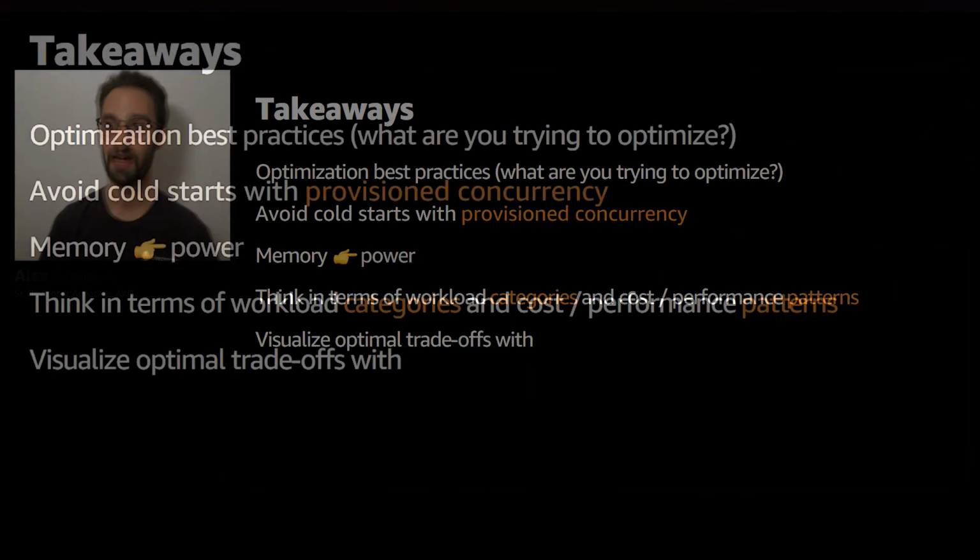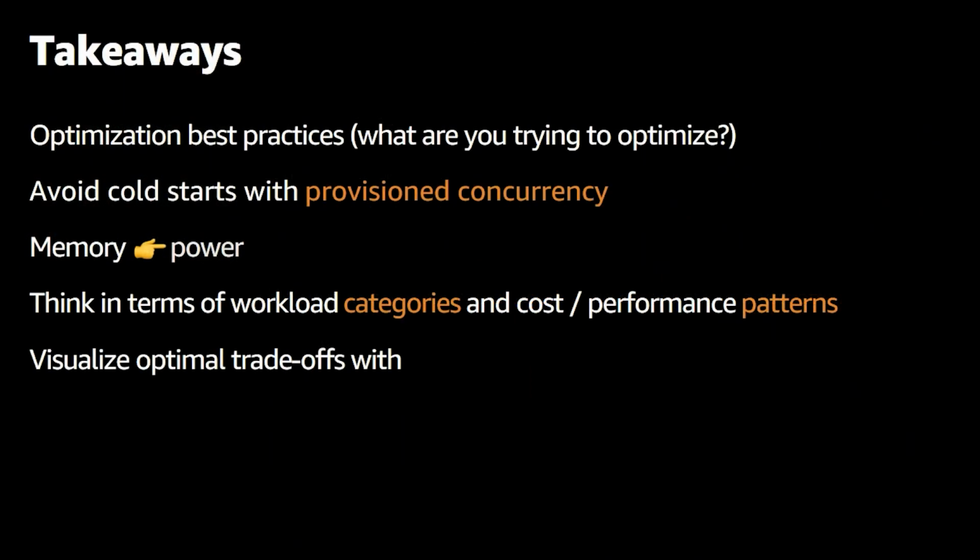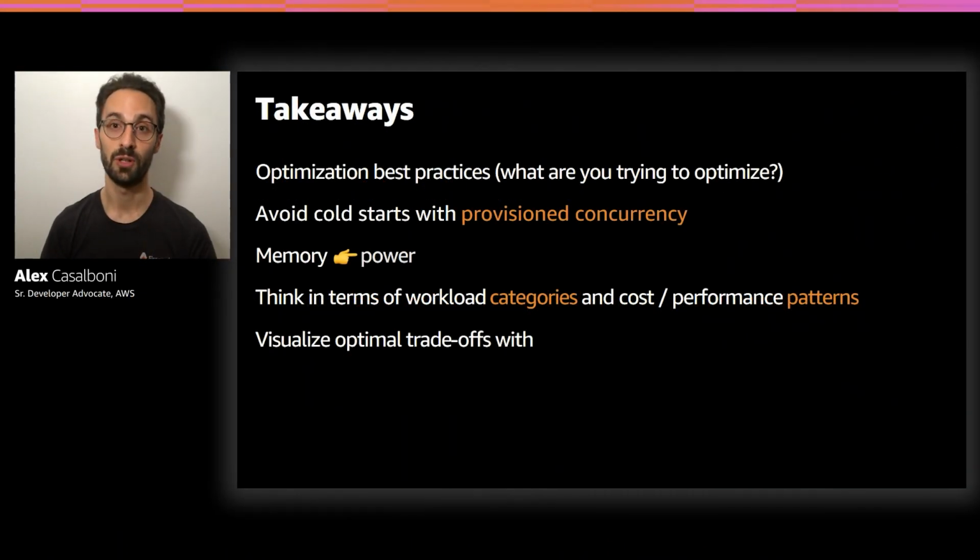So, takeaways. We've seen how to optimize function as a service in general. Keep in mind what you're trying to optimize. Keep in mind you can avoid cold starts with a few different techniques, plus provisioned concurrency, which is a managed way provided by the Lambda team. Remember that memory actually means power with AWS Lambda, and in my opinion, the best way is to always think in terms of workload categories and these cost-performance patterns that I have shared with you today.